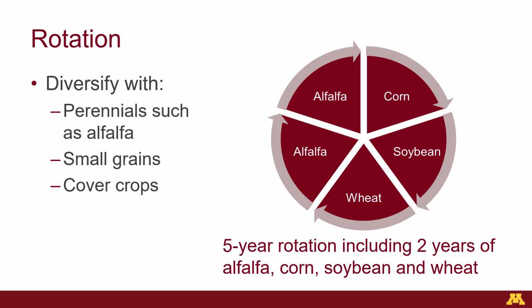Adding perennials, small grains, and cover crops are some of the ways to diversify a corn and soybean rotation and set back weeds. An example of a diverse rotation is a 5-year rotation that includes 2 years of alfalfa, 1 year of corn, 1 year of soybean, and 1 year of wheat. Please watch our modules entitled Rotation and Cover Crops for more information on those topics.